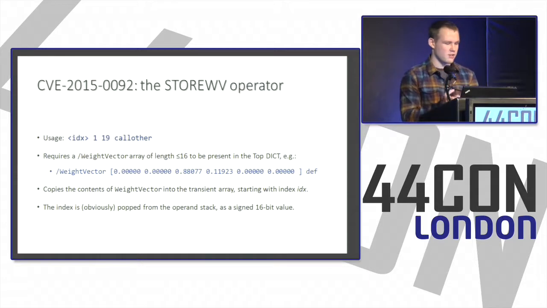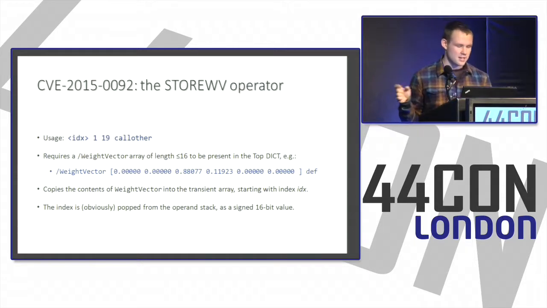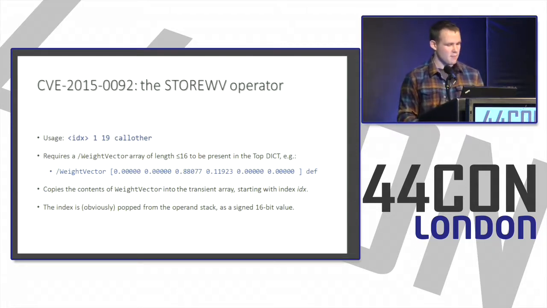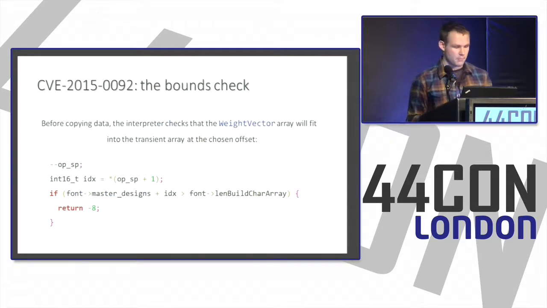The usage of the instruction is as follows. It just takes an index and then the invocation of the instruction itself, and it requires a wide vector dictionary of length up to 16 to be present in the top dictionary. The instruction would copy the contents of the wide vector into the transient array, starting with index IDX, which we specified, which is popped from the stack as a signed 16-bit value.